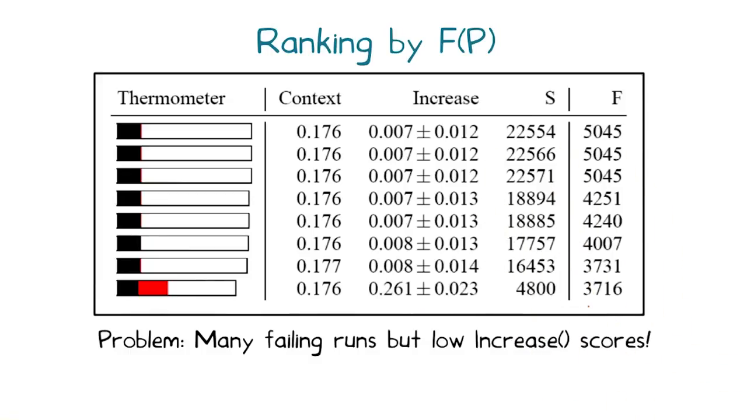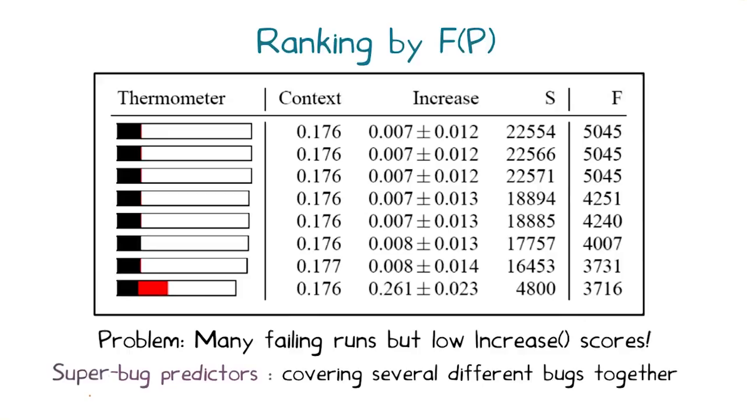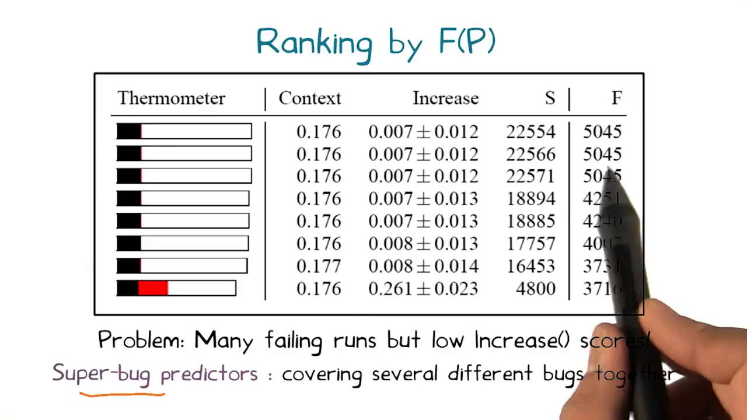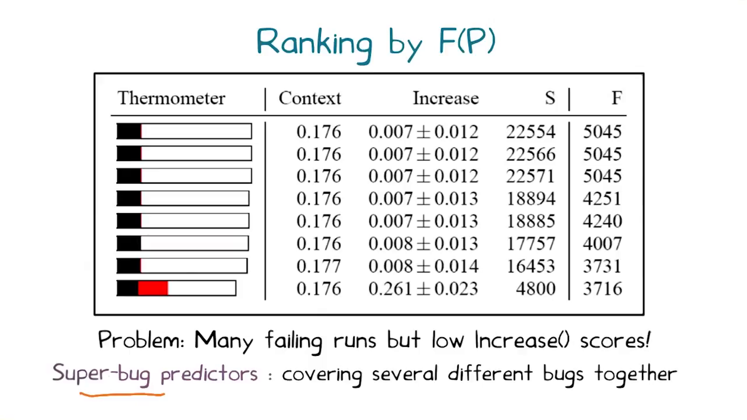We call these types of predicates superbug predictors because they tend to cover several different bugs together. In this sample report sorted by the number of failing runs, each of these predicates is true in a large number of failing runs, ranging from around 3,700 to 5,000 each. But these predicates also have very low increase scores, barely above 0.